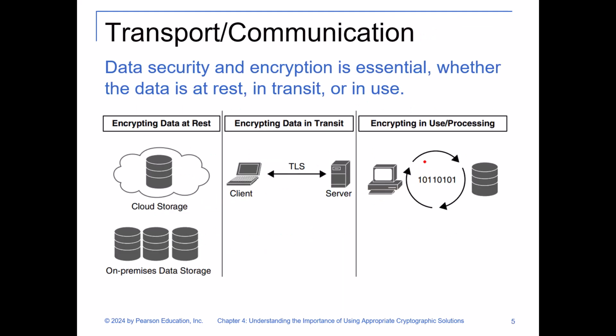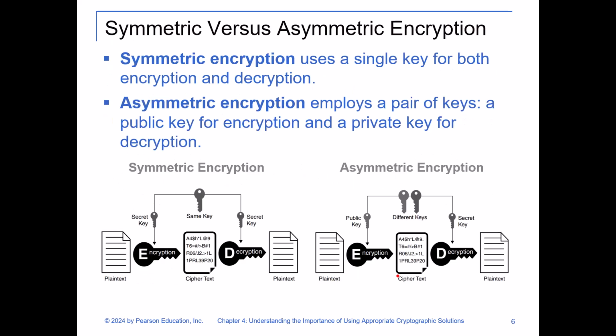Transportation and communication, that might be something like websites. Data security and encryption are crucial, and we have to understand data at rest, in transit, in process, or even in use. Use and process in this example are the same thing. So if data is in storage, is it protected? If data is in transit between a client and server, for example, or on the wire, is it encrypted? If the data is being processed, is it encrypted? These are things that have to be answered because guess what? Data can be hijacked in each of these states.